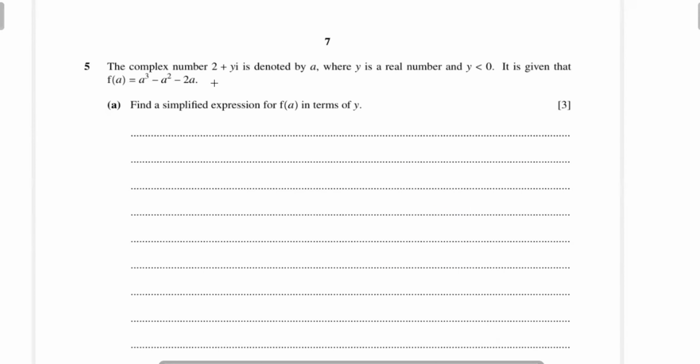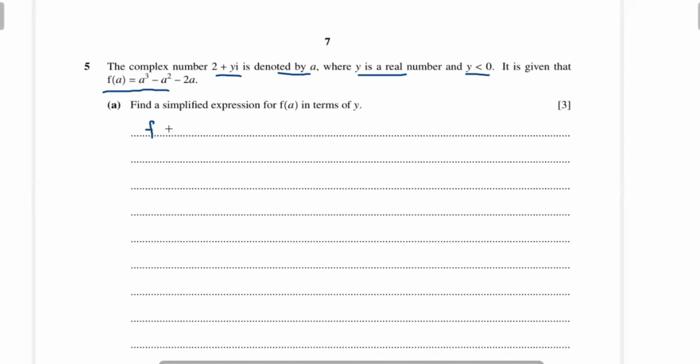Question 5. The complex number 2 plus yi is denoted by a, where y is a real number and y is less than 0. It is given that f of a equals a cubed minus a squared minus 2a. Find the simplified expression for f of a in terms of y.